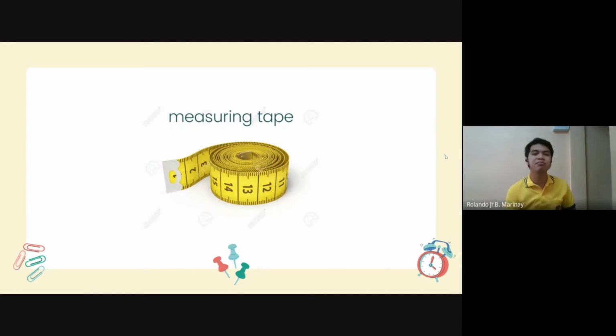Next, we have the measuring tape. Measuring tape is usually used for soft and curved objects like the waist. Smile has a measuring tape. We can also use it for measuring our hair. We call it a measuring tape.